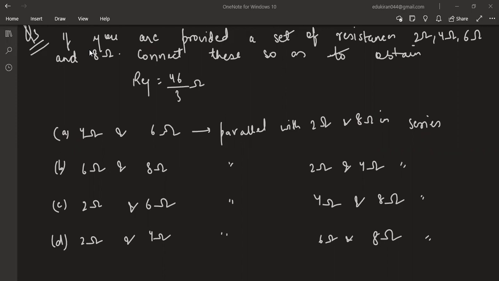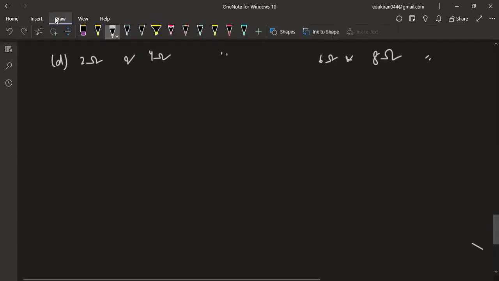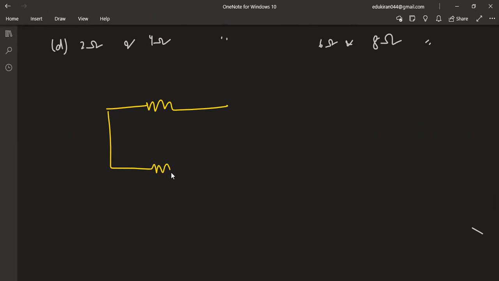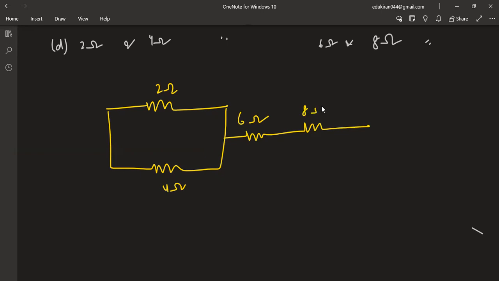Just set it up: 2 and 4 in parallel, along with 6 and 8 connected in series. You'll get 46/3. Look, this is 2 ohms, this is 4 ohms, this is 6 ohm, this is 8 ohm. Actually, you have to check for all the options, but since I know the answer is D, I'm directly writing it down, because by the other options it won't come.